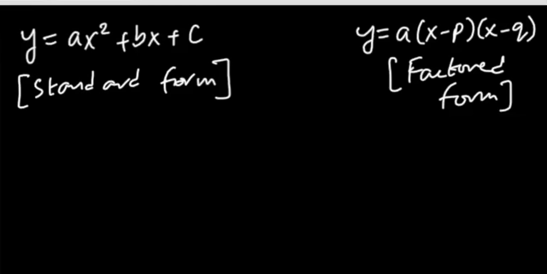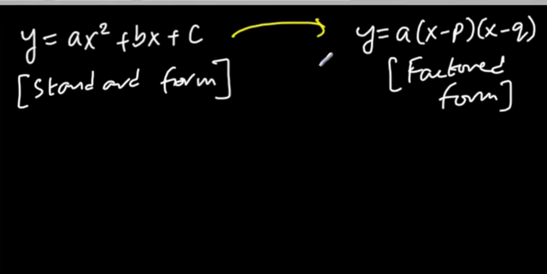In this video, we're going to go over basically how to move from one form to another. So far, what we've done is we've gone from the standard form, which is y equals ax squared plus bx plus c, to the factored form, which is y equals a(x minus p)(x minus q). So in other words, we've basically gone from this direction to the other.